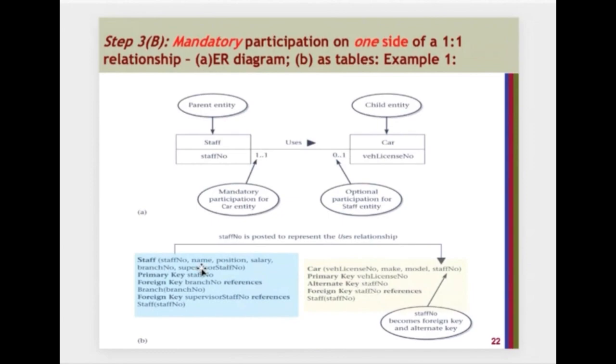And in this case, to show the relationship between the two entities, we will add the primary key of the mandatory side into the optional side. Here the mandatory side is staff, the primary key of staff is staff number, so we will add staff number into the optional side. The optional entity is car, so we will add the primary key, staff number, into the relation car. Here it also becomes staff number. Now you know that if an attribute in one table is the primary key, it has its reference in another table, so we make it a foreign key here.